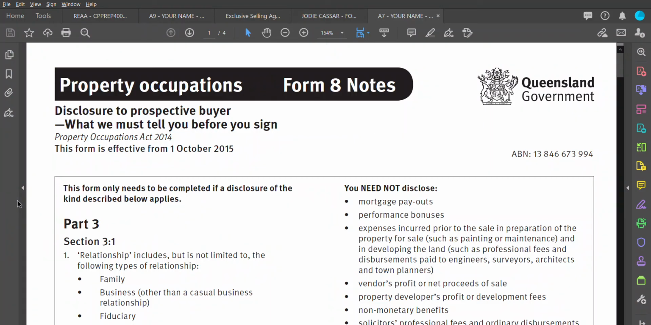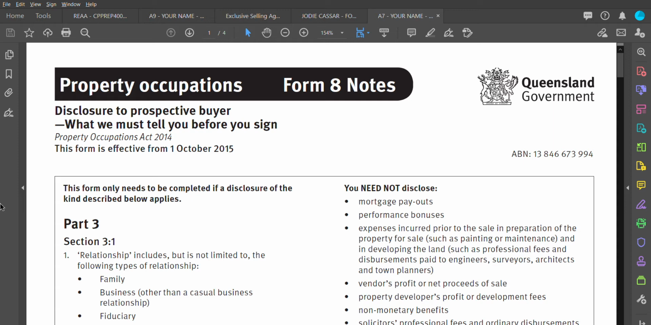The purpose of this short tutorial is to talk about the Form 8 disclosure of beneficial interest, which is used with a buyer. Basically, this form is going to be completed by the agent if there is some kind of benefit, rebate, or third-party commission that the agent or agency will receive as a result of referring the buyer to that third-party service.